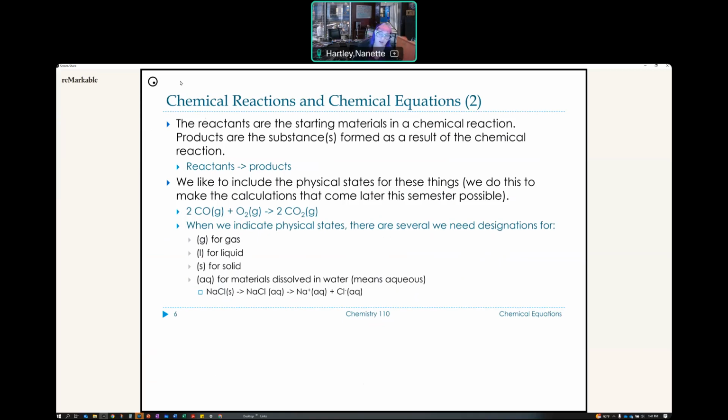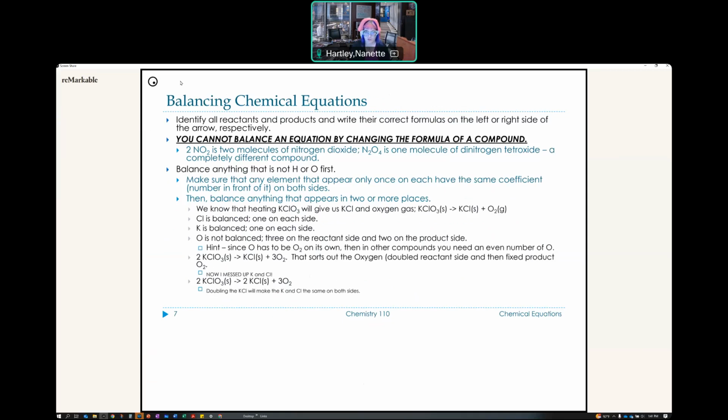All right, having said all of that, we need to be able to balance our equations. When we talk about chemical equations, we need to identify all of our reactants and our products and write their correct chemical formulas on the left side or the right side of the arrow. Okay, so based on what we know and what we've been told, we're going to have things that are written down.